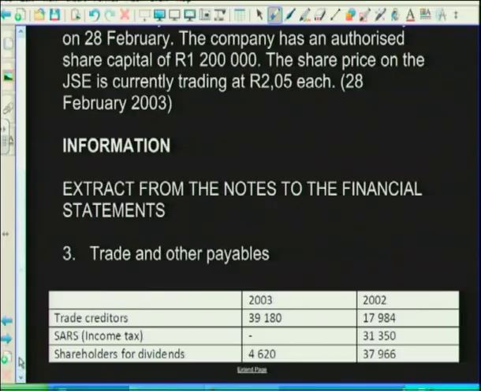Okay, the rest of our information, note 3, trade and other payables. We have a breakdown of trade creditors, SARS income tax, and then I've got shareholders for dividends. Again, I'm going to remind myself 2002 is the previous financial year, so these become my balances at the beginning of the year. 2003 is the end of the financial year or the current financial year, so these are obviously my year-end balances.